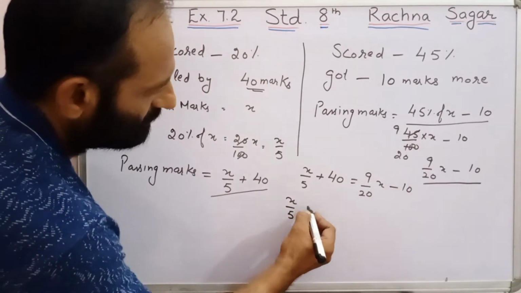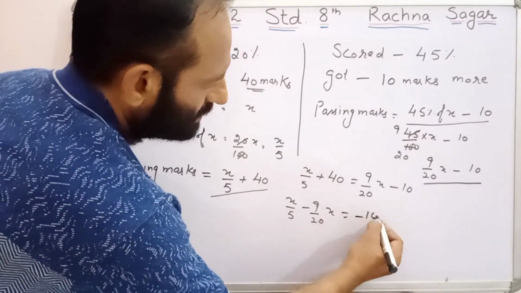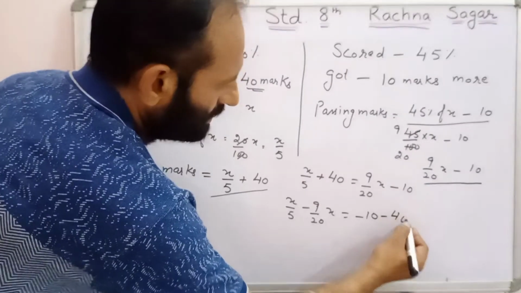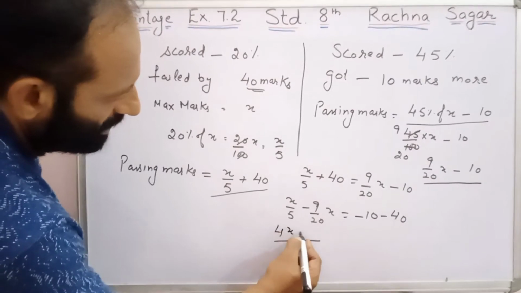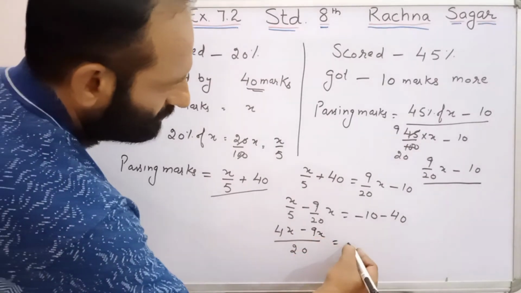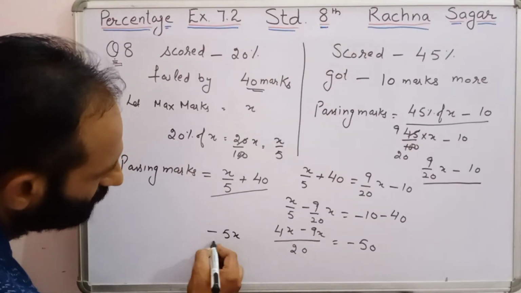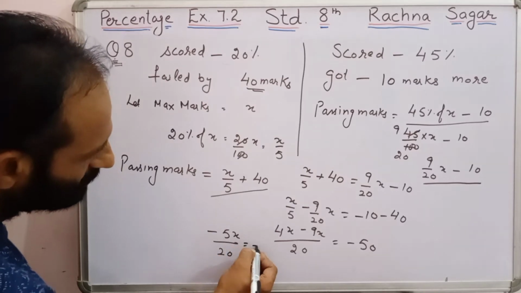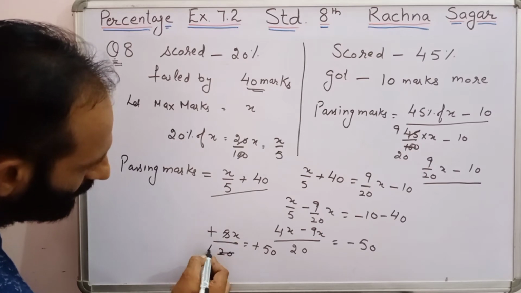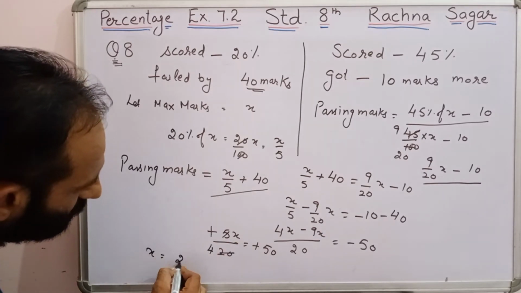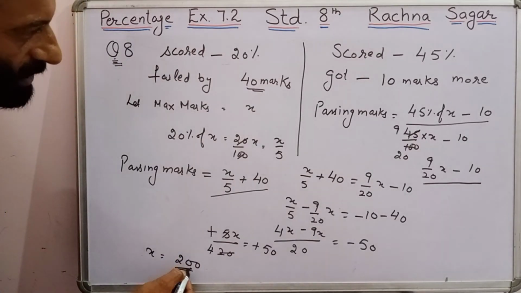x by 5 minus 9 by 20x is equal to minus 10 minus 40, that is minus 50. This 40 becomes minus on the other side, and we get 20 is the LCM. 4x minus 9x is equal to minus 50, minus 5x over 20 is equal to minus 50. Minus is cancelled, and we get x is equal to 50 into 4, 200. Therefore maximum marks for the examination is 200.